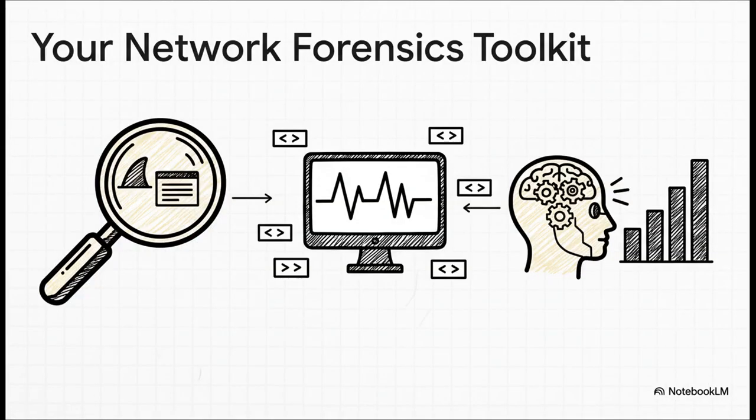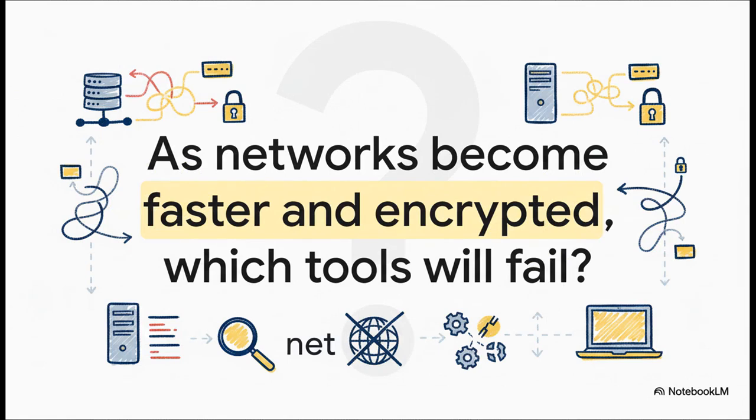So let's do a quick recap of our whole toolkit. We've got our evidence capture duo, Wireshark and tcpdump, for grabbing the data. We have our live system triage commands like netstat, ARP, and ipconfig for that what's-happening-now snapshot. And finally, we have our advanced analysis arsenal with tools like NetworkMiner and NetFlow analyzers to tackle the big jobs.